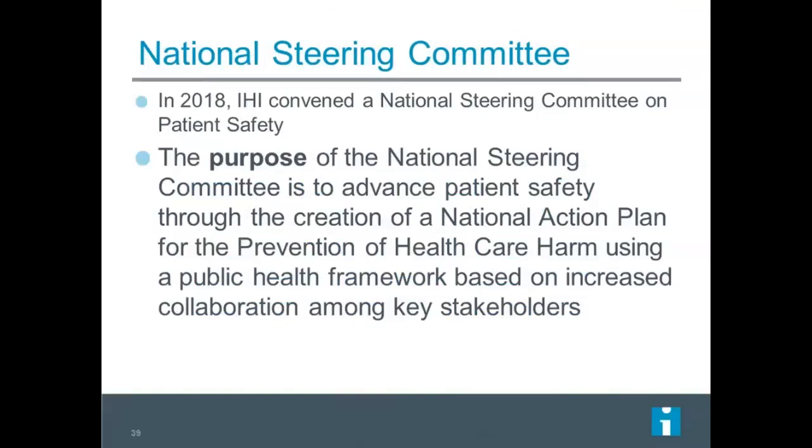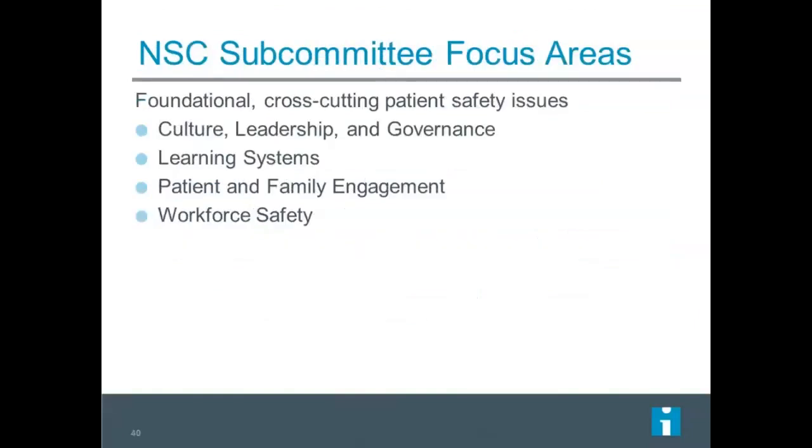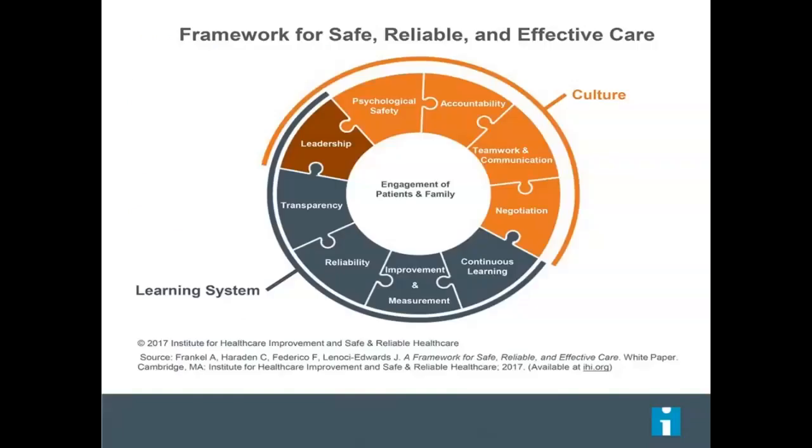And so we're excited about what's happening in the U.S. on that front, excited to also learn from what other countries have been doing to have that coordinated approach at the national level. And then these are the 4 areas we're focusing on with our national committee: culture, leadership, and governance, not surprisingly, learning systems, patient and family engagement, and the workforce. You've heard those themes already in my talk. And really building on this framework for safe, reliable, and effective care that really talks about leadership, culture, learning systems, and patient and family engagement.